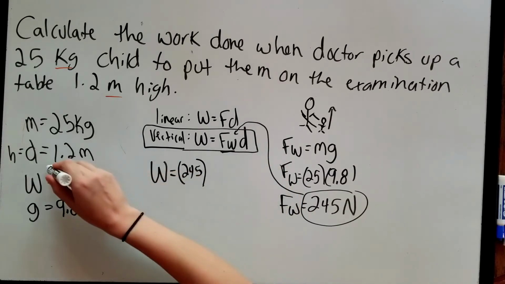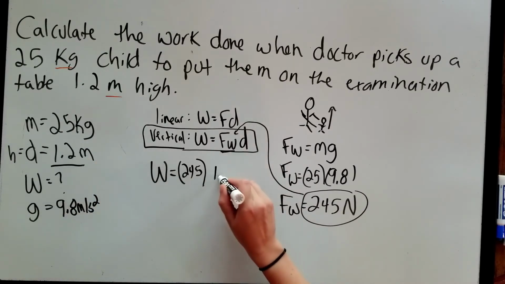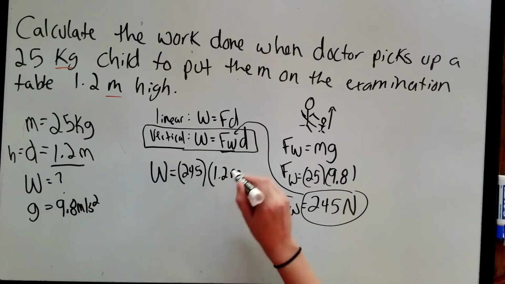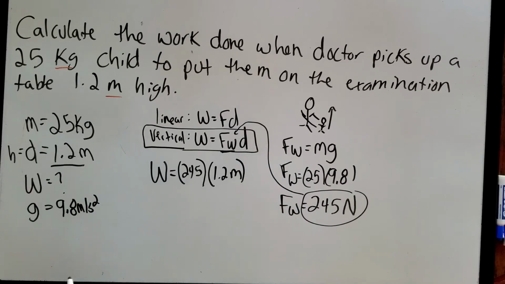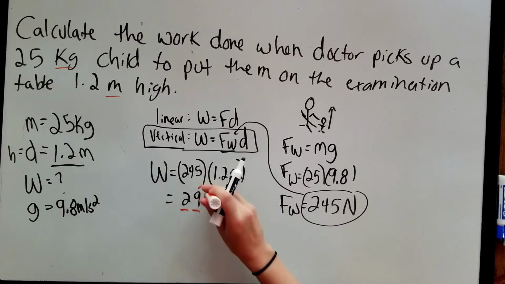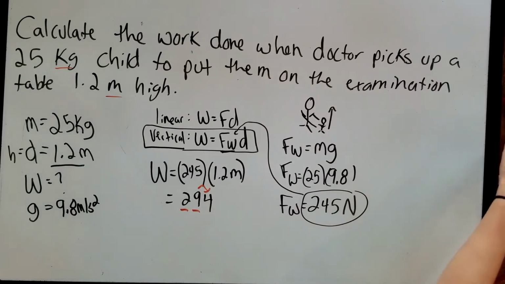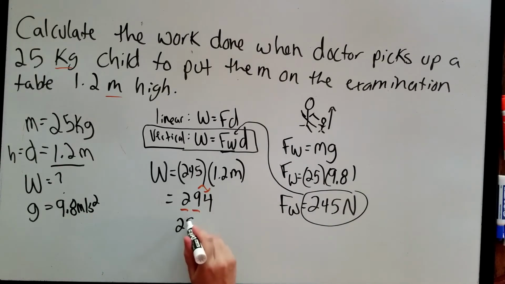My distance, so the doctor lifted the child 1.2 meters high. So multiplying those two together, I get 294, and it looks like I only need two significant figures. So the 2 and the 9 count. Look to the number next to it. Does that stay a 9? It does. Now I can't just stop at 29. I need a placeholder for that 4, but I need it to be a number that's not significant. So I'm going to put a 0 there.